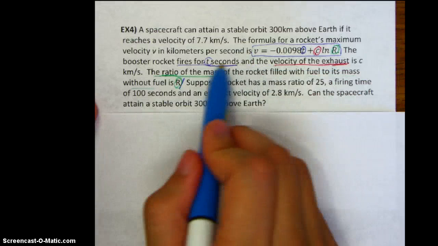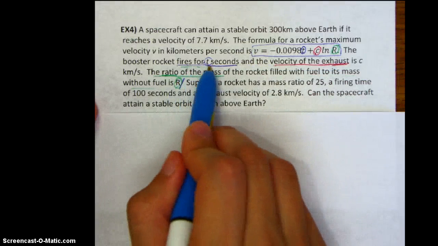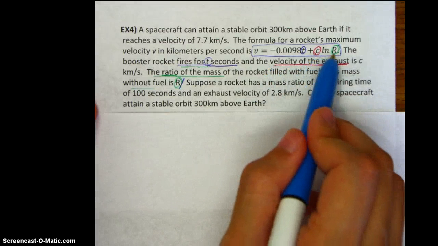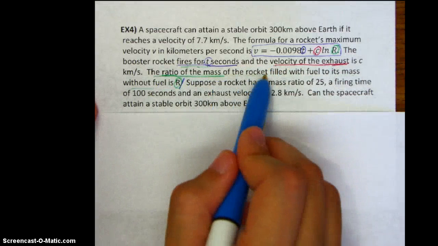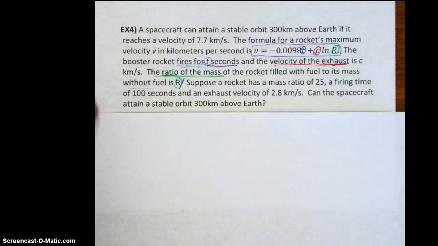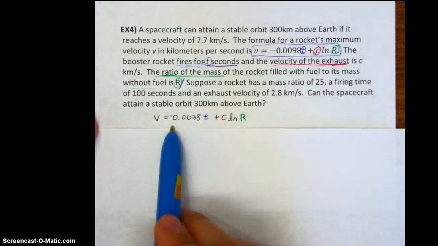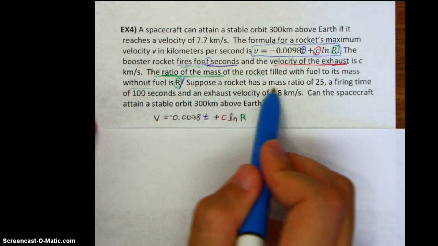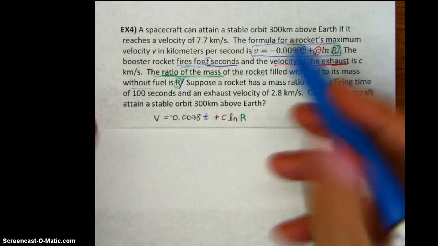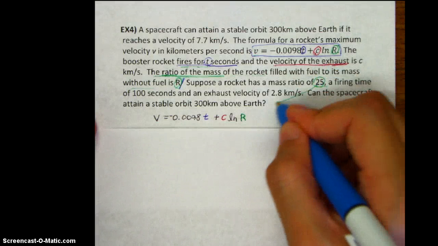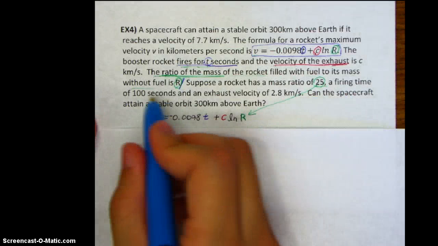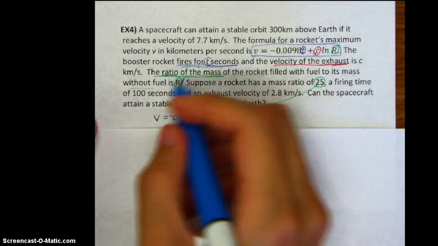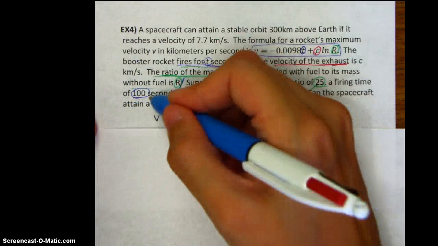So if I know the firing time t, and c, the velocity of the exhaust, and r, the ratio of the mass of the rocket, then I can get the velocity. So here is the formula. Here's our case. Suppose that a rocket has a mass ratio of 25. 25 is a ratio, so that goes to r. A firing time of 100 seconds. Firing time is t, right? So the 100 seconds goes to t.